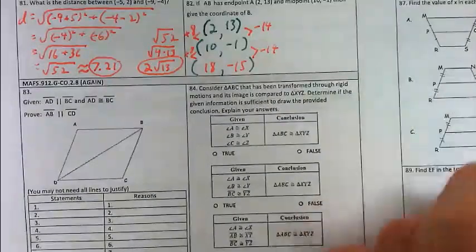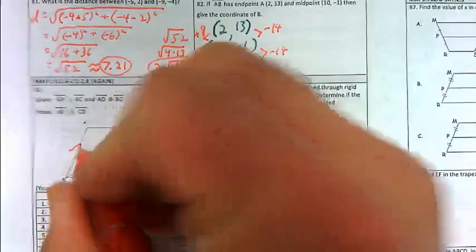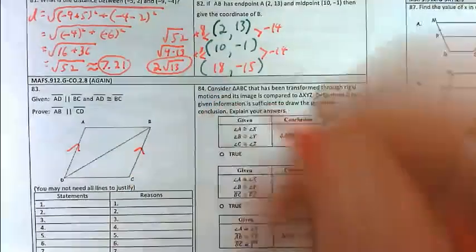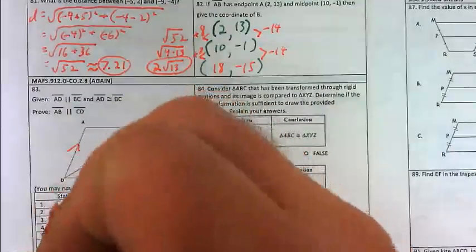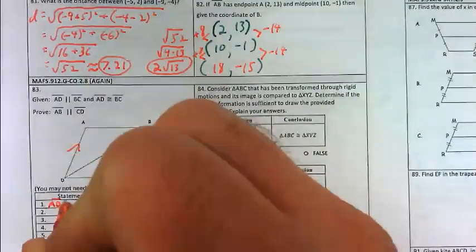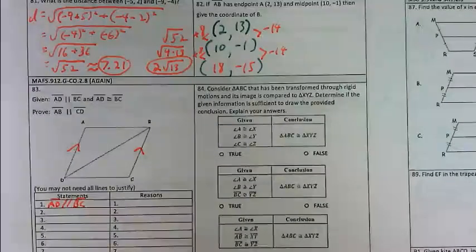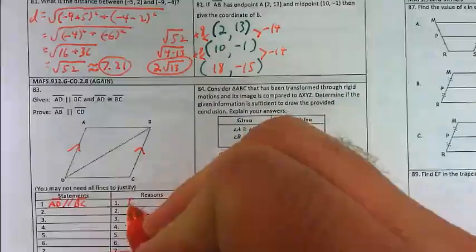So, what they give us to start off, we have the fact that AD is parallel to BC. So let me go ahead and write that down as my first given. AD is parallel to BC. Reason? Simply given.